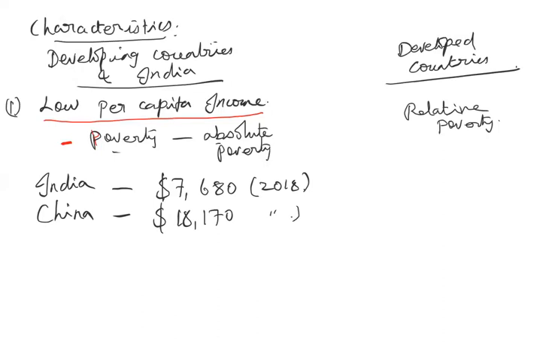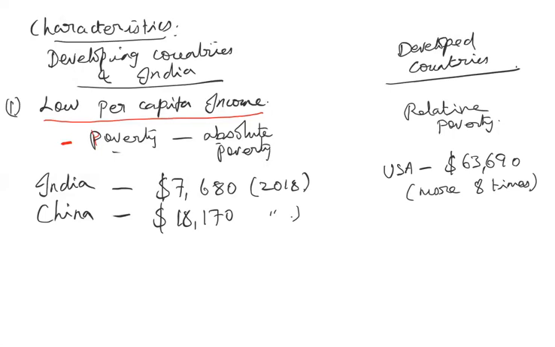And if you take the developed countries, the per capita income of USA is $63,690. You can see that the per capita income of the US is more than 8 times that of India. If you remember the definition, less than a quarter of the per capita income of USA identifies a developing country. So you can see that it's more than 8 times that of India.